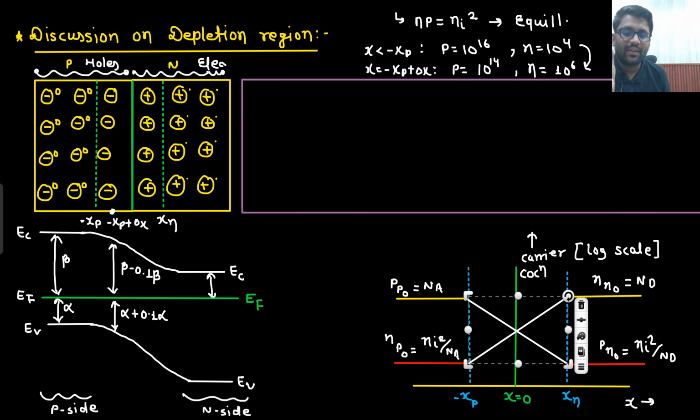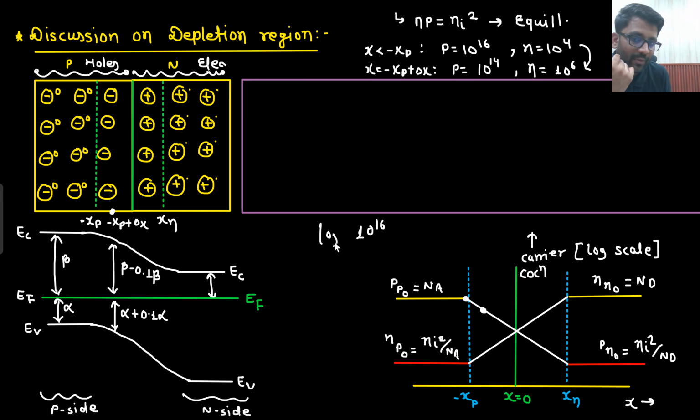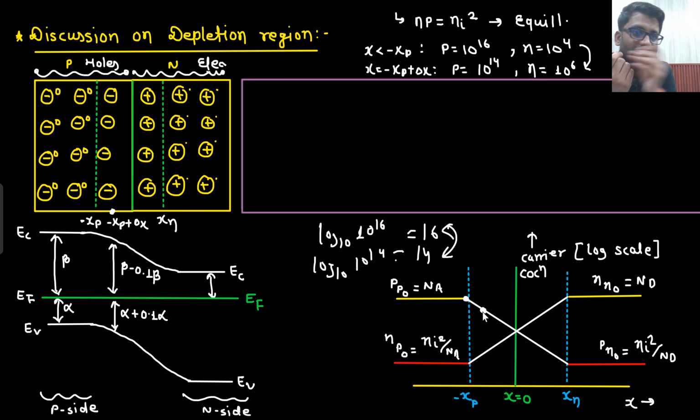Now if someone is looking at this graph, what will he think? Here whatever the number of electrons are, and here whatever the number of holes are, they are comparable. But you are actually drawing on log scale. So let's say this number was 10 to the power 16, so on log scale that number would become 16 only, and this number was 10 to the power 14, so on log scale it would become 14 only. So 16 and 14 are comparable, but 10 to the power 16 and 10 to the power 14 are not comparable. On the graph it may look like there is not much difference, but actually there is a very high difference.